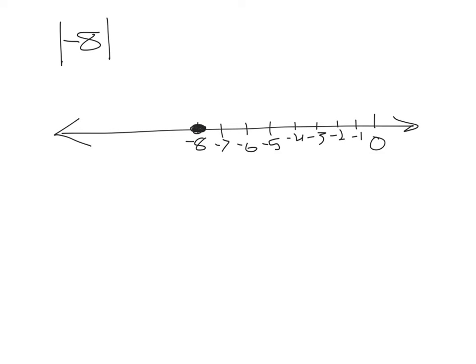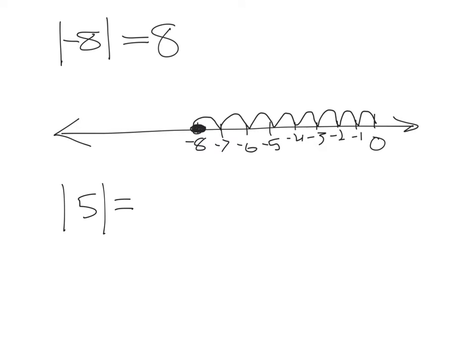To get to 0, I have to move 1, 2, 3, 4, 5, 6, 7, 8 units. So the absolute value of -8 is +8. -8 is 8 units away from 0 on the number line. And the thing we're going to see with absolute values is it doesn't matter what the number is, the absolute value is always going to be positive, with one exception.